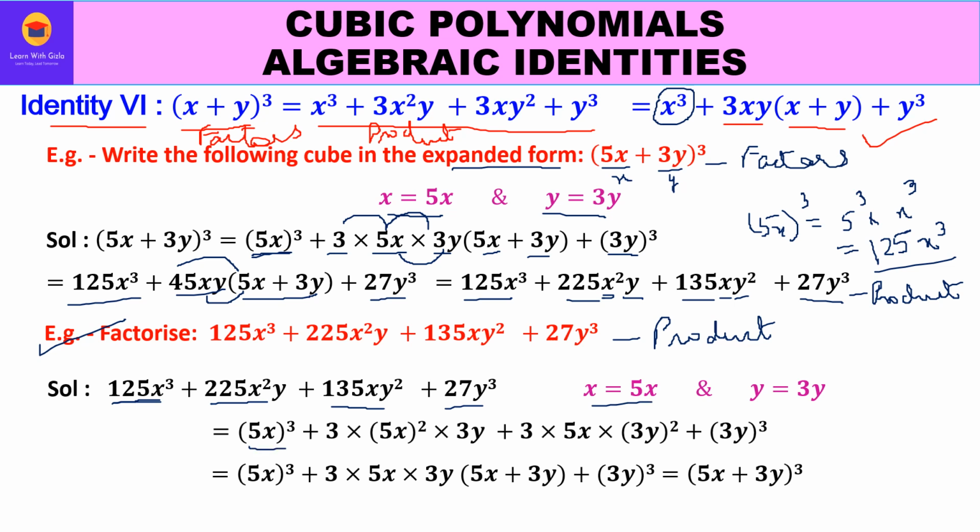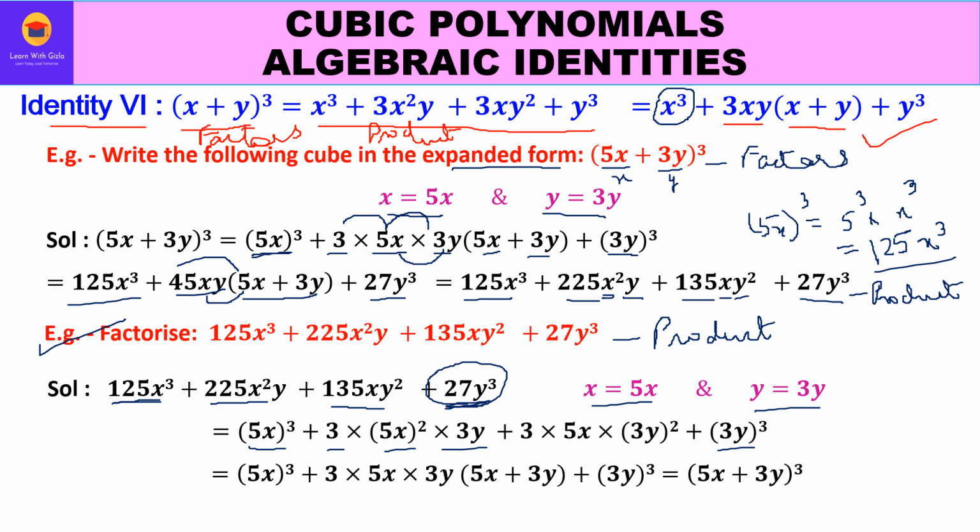Because 125, we know that it is a cube of 5. So 5x whole cube. 27y cube. Now come over here, 27y cube. Isn't 27 the cube of 3? So we can say y is 3y, so 3y whole cube. In the middle, we should have 3 into x square into y.